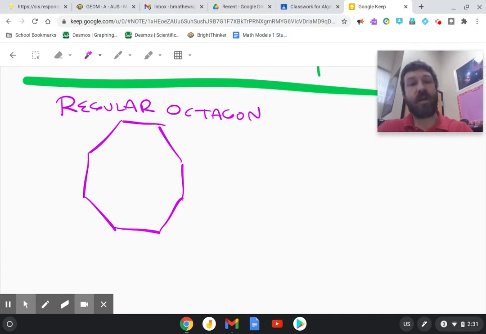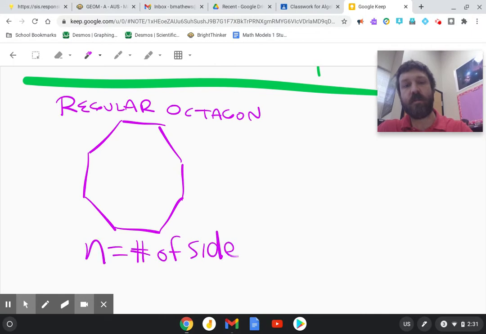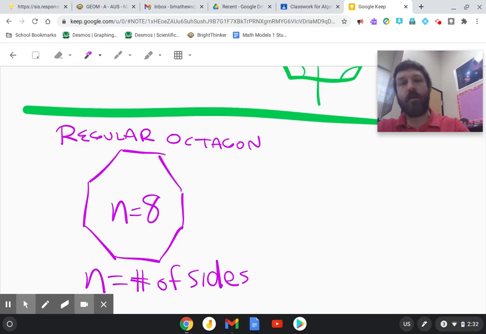Which means that it has 8 sides. And that value we call n. n is the number of sides. So this n is going to be 8. Fix that. Sorry about that. Made a little mistake there. That n value is what we use to calculate the different measures of the angles.